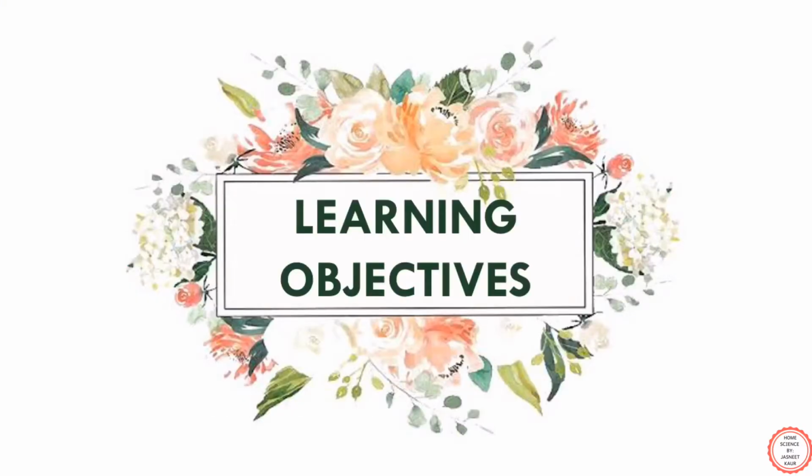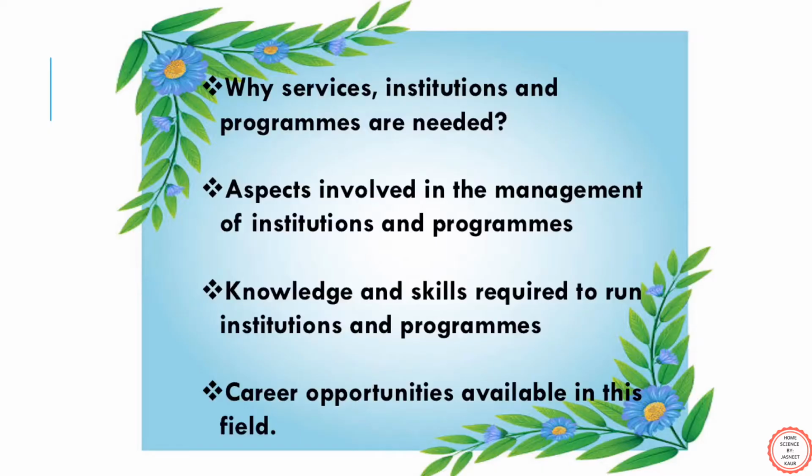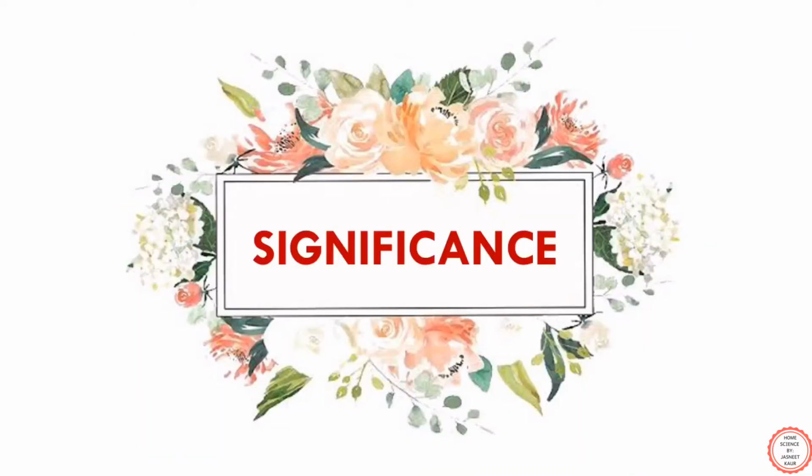As we are starting up this chapter for the first time, let's understand what all we will be able to understand by the completion of this chapter. We will be able to answer why services, institution and programs are needed, different aspects involved in the management of institutions and programs, knowledge and skills required to run institutions and programs, and at last, career opportunities available in this field. Let's understand the significance of this chapter.